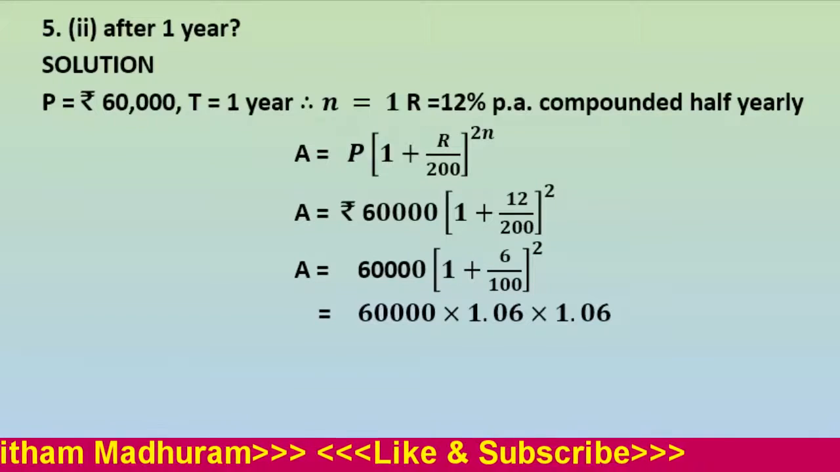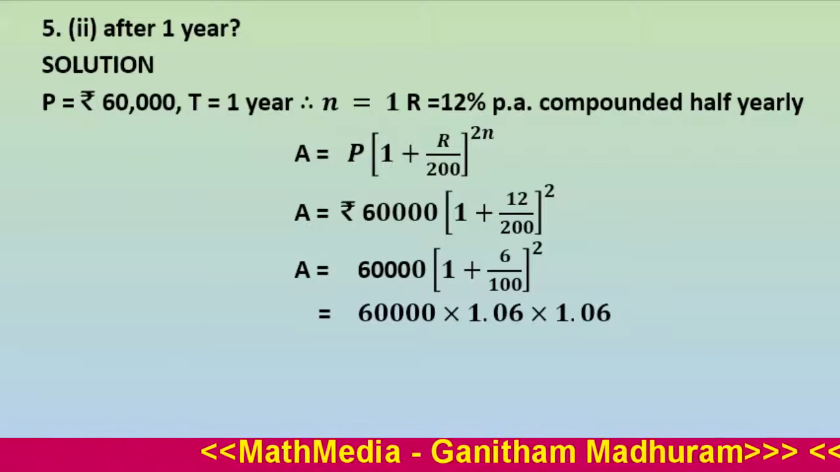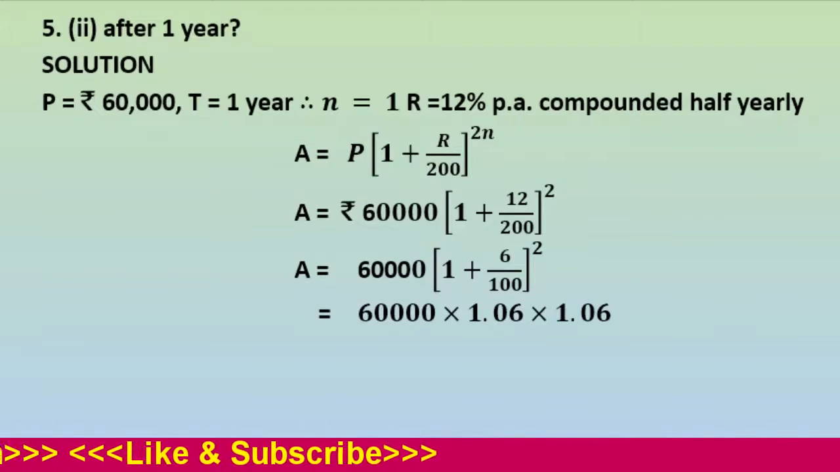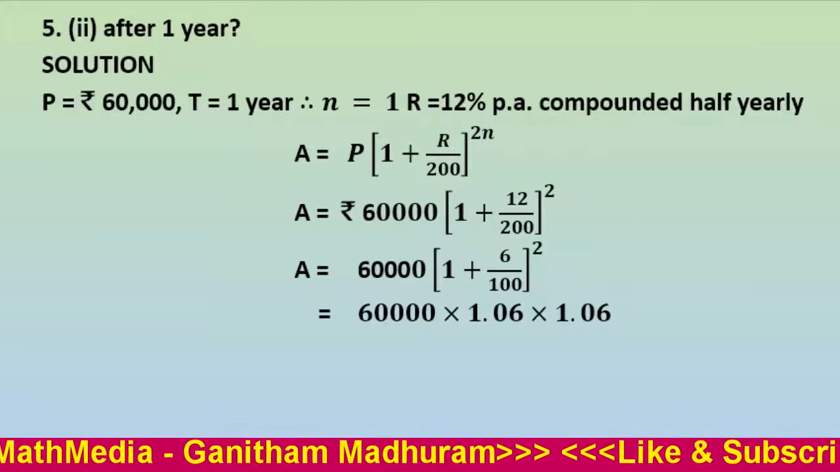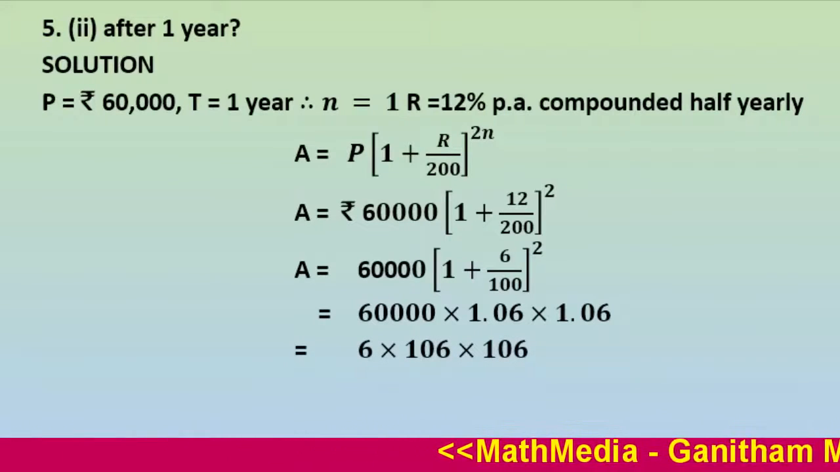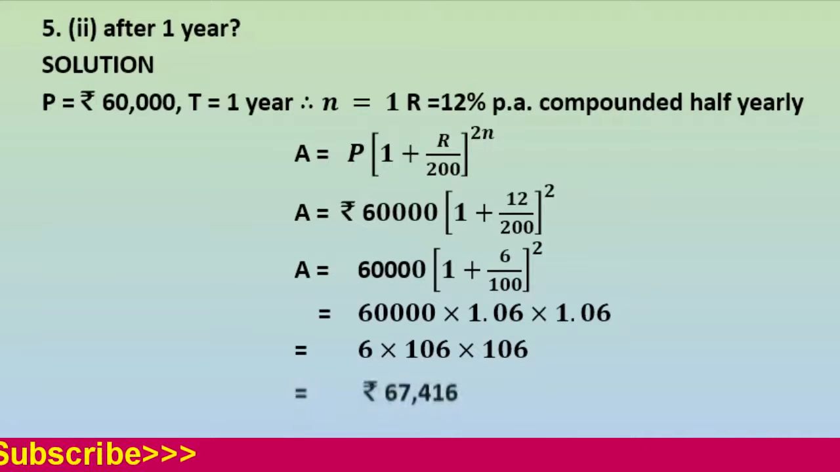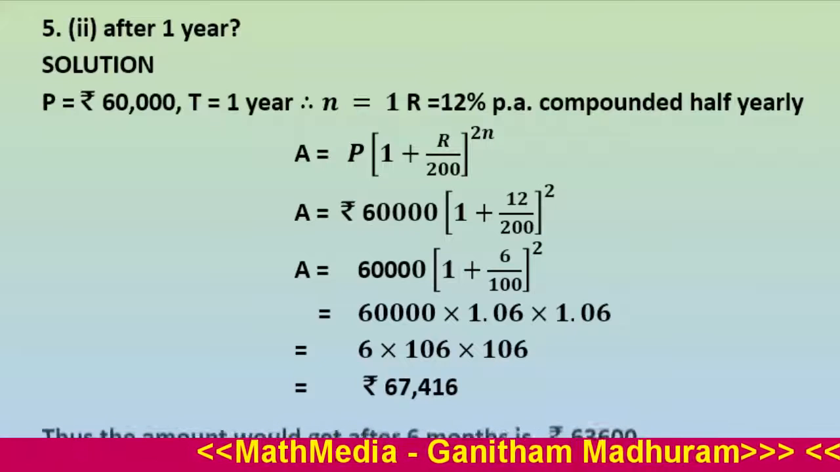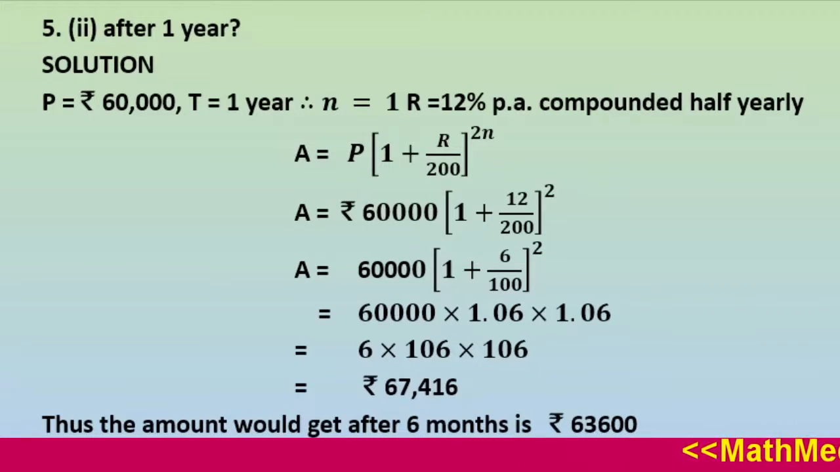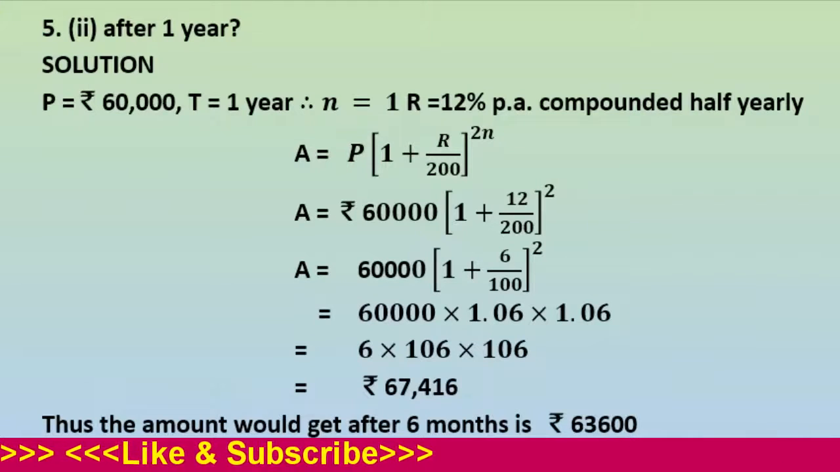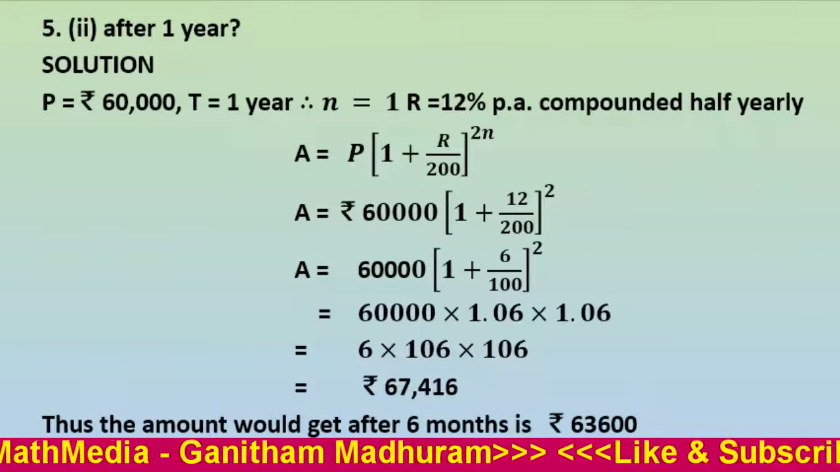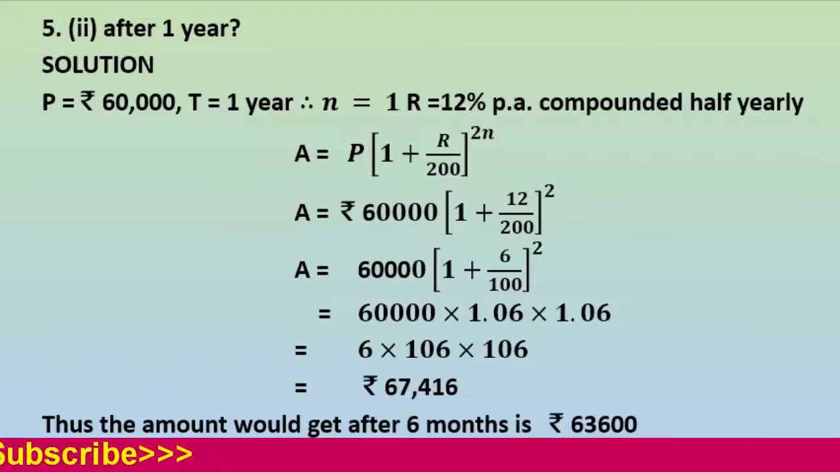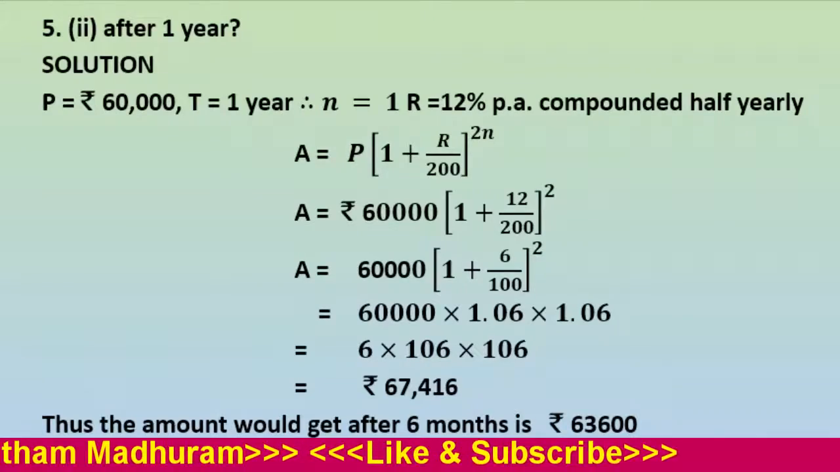That means 60,000 into 1.06 into 1.06. So here 60,000 has 4 zeros, that means 6 into 10,000. That can be multiplied with 1.06 into 1.06. We will get 6 into 106 into 106. While multiplying, we get rupees 67,416. Thus, the amount he would get after 6 months is rupees 63,600 and after 1 year is rupees 67,416.